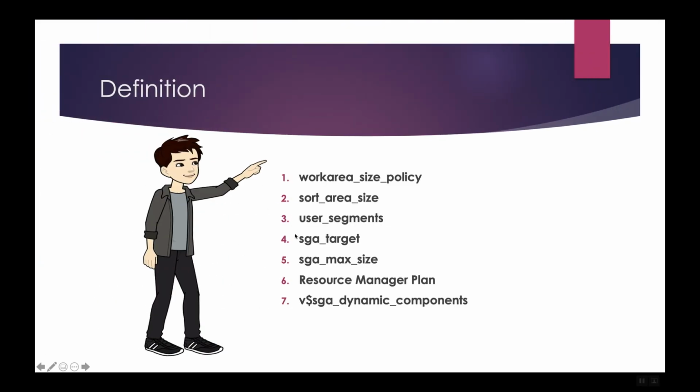Okay, SGA target is the max amount of memory allocated. So SGA max size is the max amount of memory. So let's say I set SGA max size as 5 gig and SGA target as 4 gig. I can use up to 4 gig anytime, but if required I can still go to 5 gig, and for that I have to change the parameter SGA target to 5 gig. Resource manager plan is a component based on which we set the resources for the different functionalities of Oracle. Resources in terms of CPU percentage utilization and memory, we can prioritize and decide based on the resource manager plan.